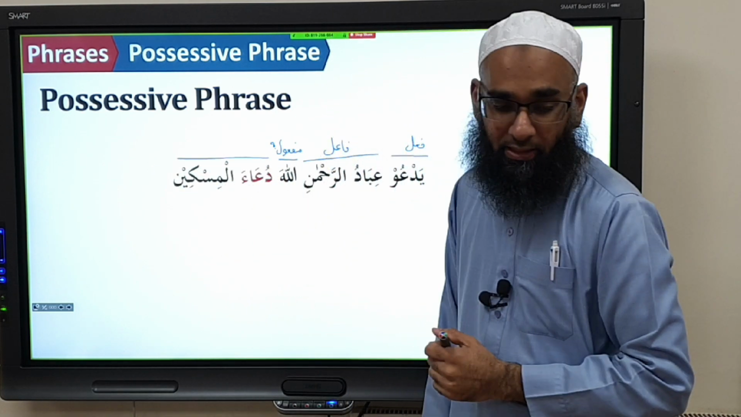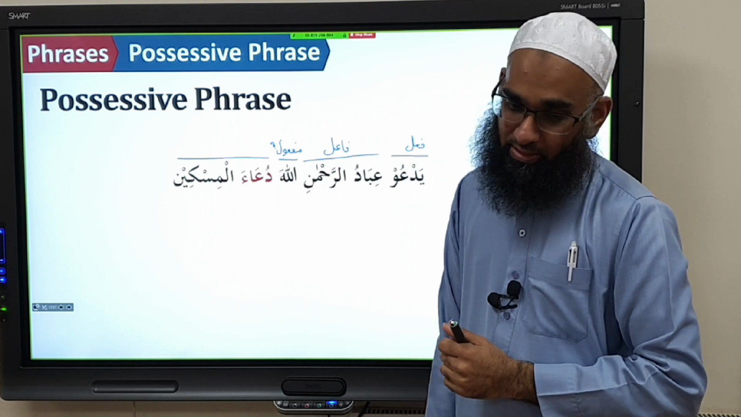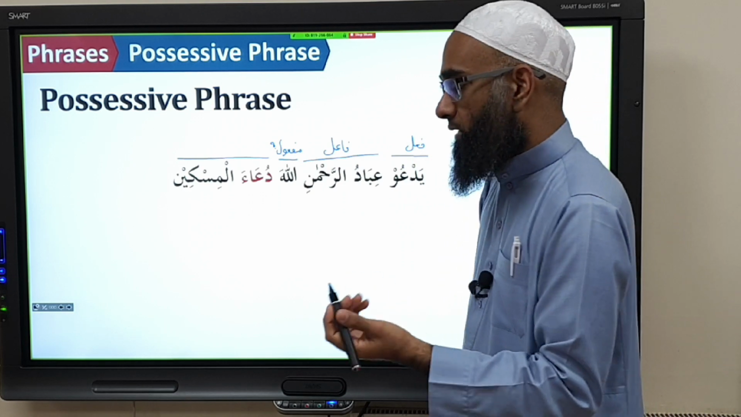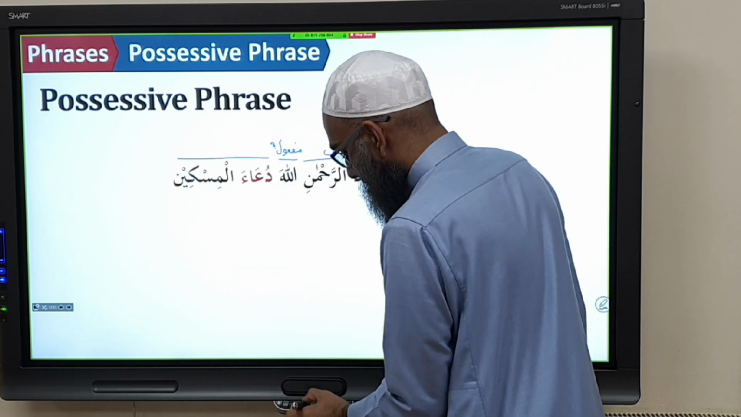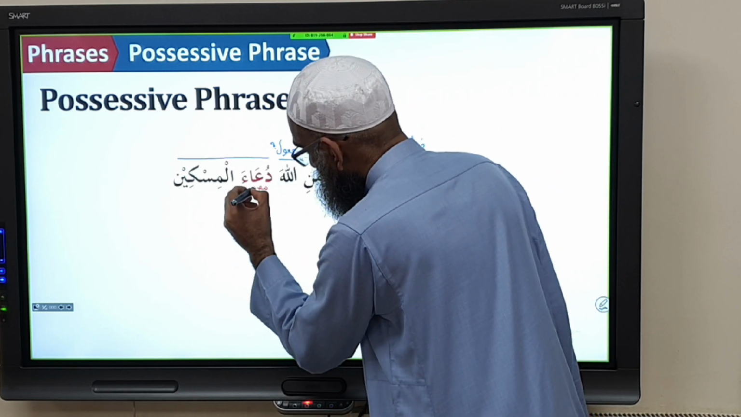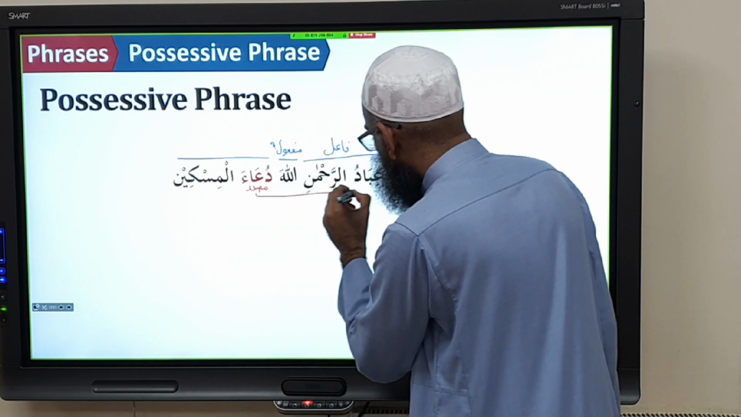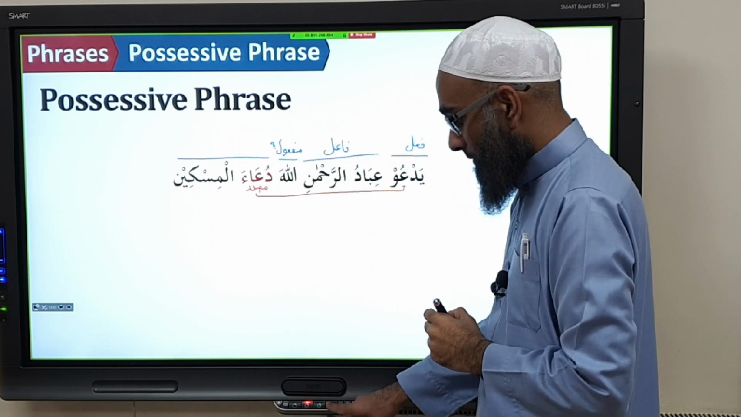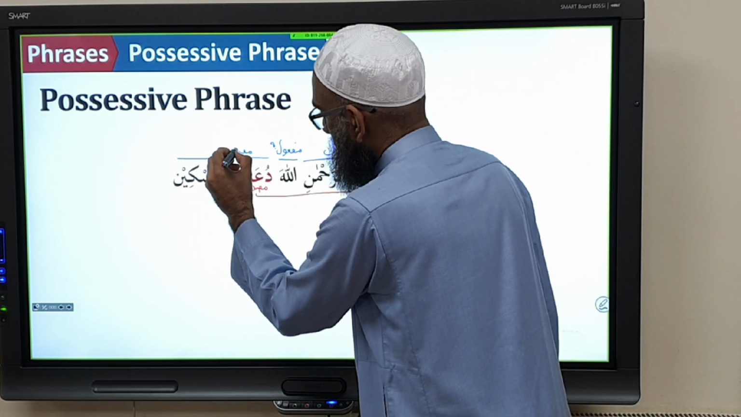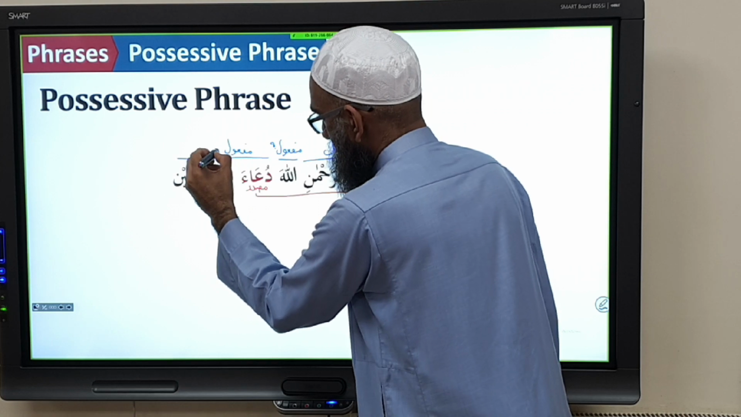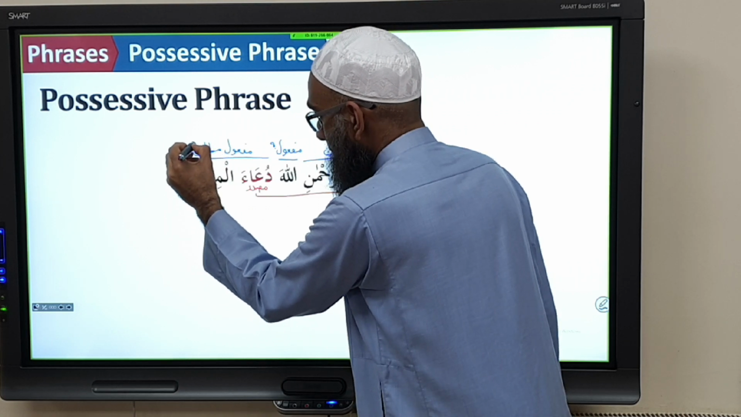What's دعاء? دعاء يدعو. What is it? مفعول مطلق. Because the masdar. So you say here, this is a masdar. Which masdar is it of? The same verb. So it must be مفعول مطلق. Yes, you got a mistake? Yeah, مفعول مطلق. Okay. Now we've got مفعول مطلق.